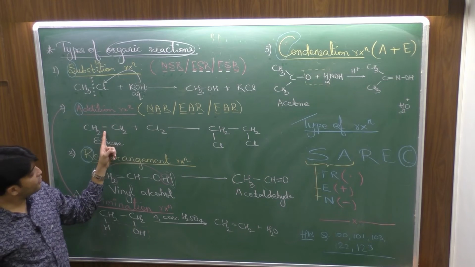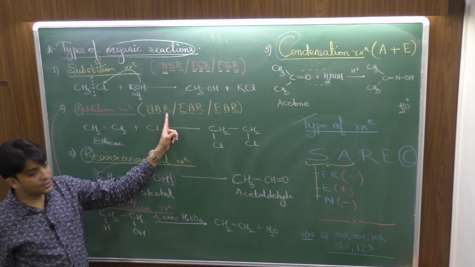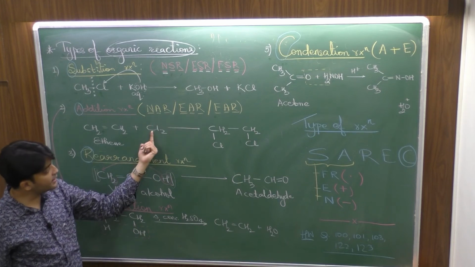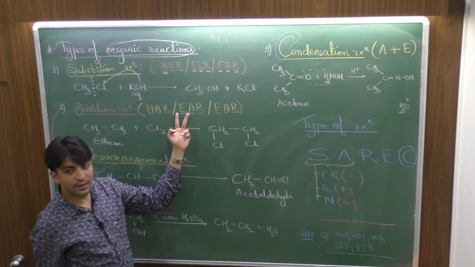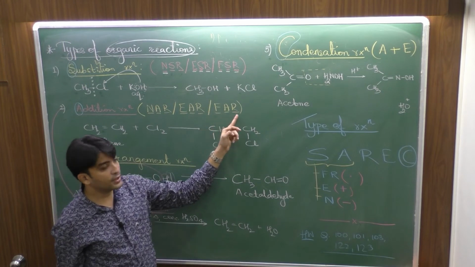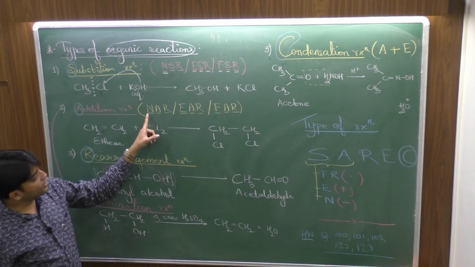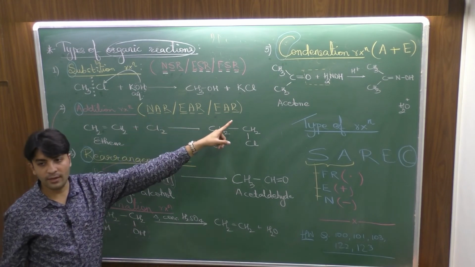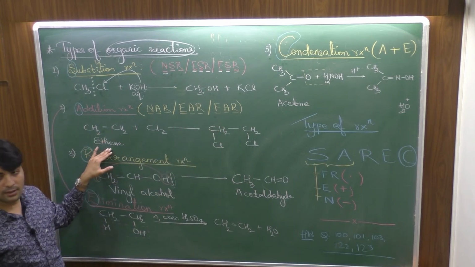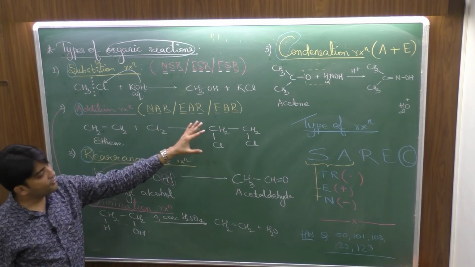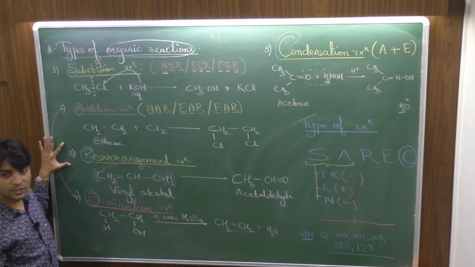Now the addition will also be classified into 3 subtypes: a nucleophilic addition reaction if the reagent added is a nucleophile, an electrophilic addition reaction if the reagent added is an electrophile, and a free radical addition reaction if the reagent added is a free radical. So this can be shortly called NAR, EAR and FAR reaction. Whenever we talk about addition reaction in organic chemistry, again think of the subtypes as EAR, NAR, FAR. Third type is rearrangement reaction.